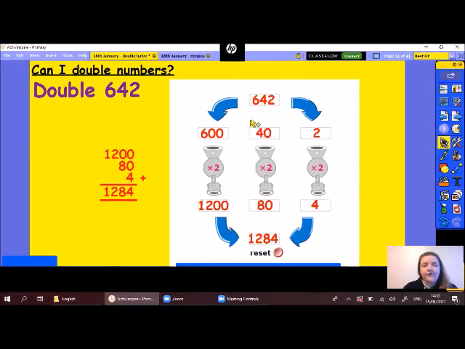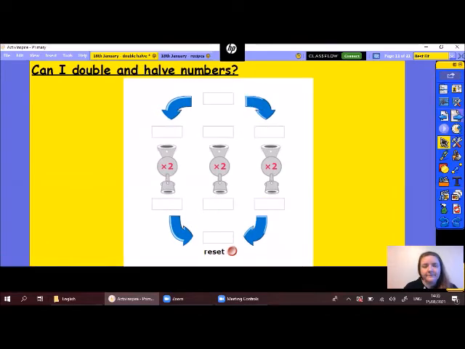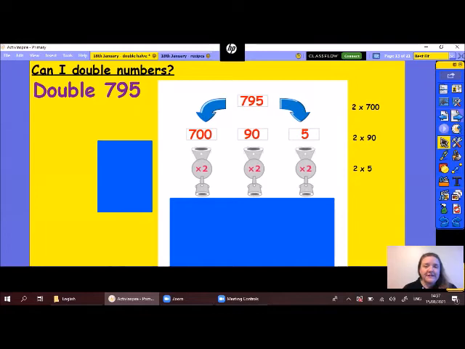So we start off with one number. We split it, we partition it into pieces, we double all of those pieces, and then we put them back together again at the end. This is what the function machine looks like on its own. And when you come to do your My Maths challenge tomorrow, this will be on the screen to help you. We'll use the function machine to try this one together as well.